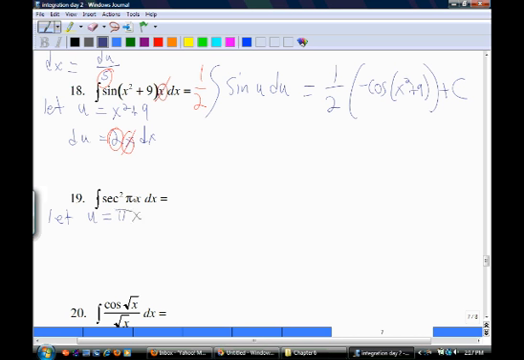That means you get du over pi, so it kind of illustrates better why it's 1 over pi in front. And then you get secant squared u du. Then I can take the integral of secant squared, which is tan, so I get 1 over pi times tan u, which is pi x, plus c, and that's your final answer. It's done.